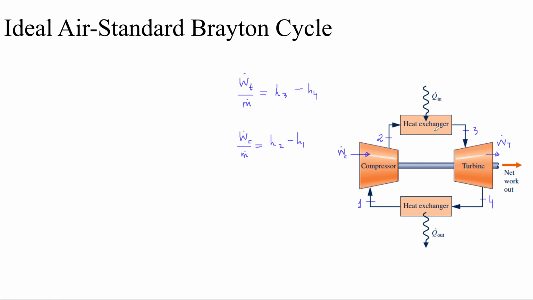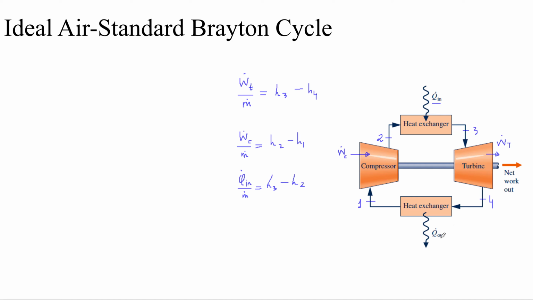Then you've got the work done in, the heat content that is being added into the system. And again, because the arrow is pointed inwards, I'm going to have the enthalpy at the final state minus the enthalpy at the initial state. So it's going to be H3 minus H2.